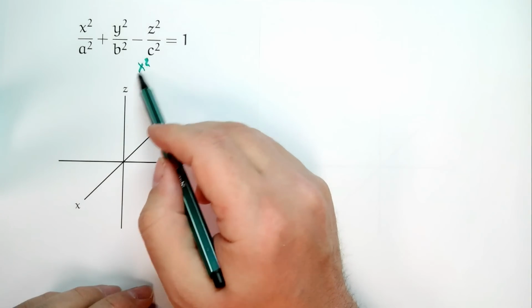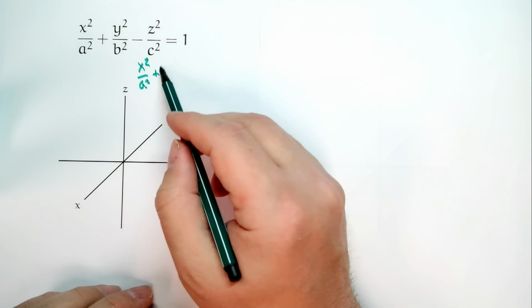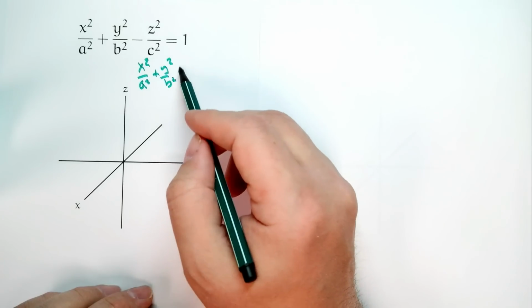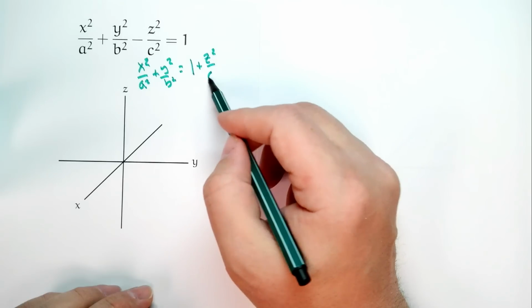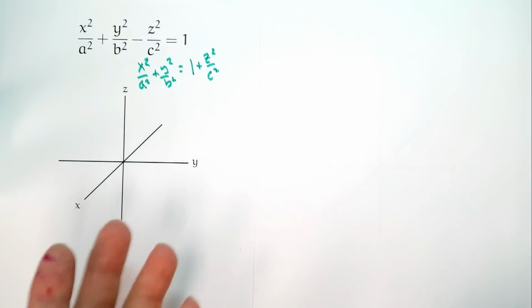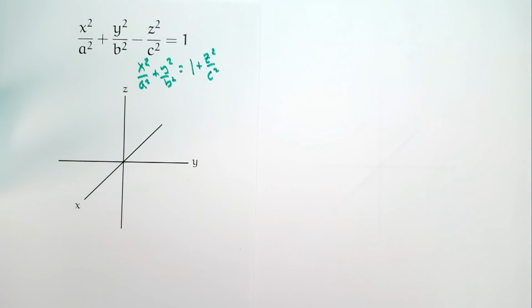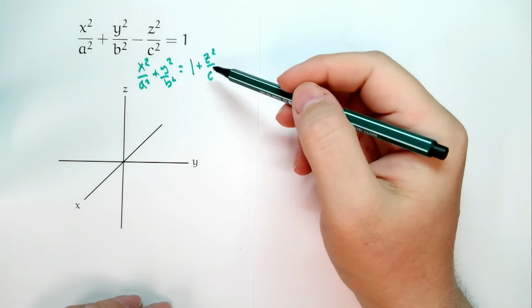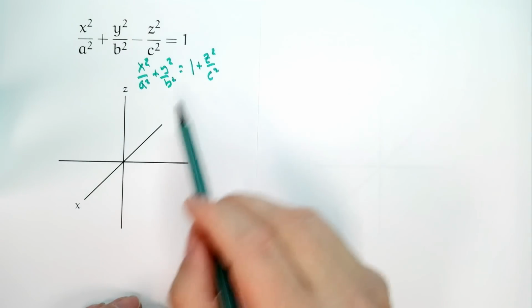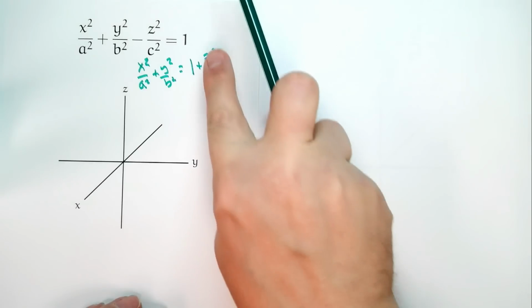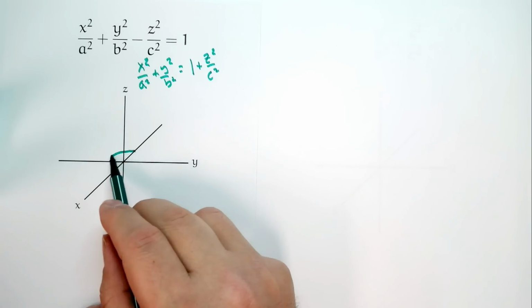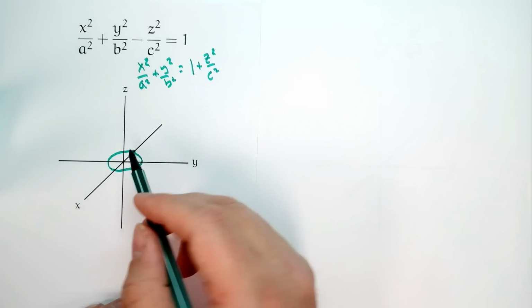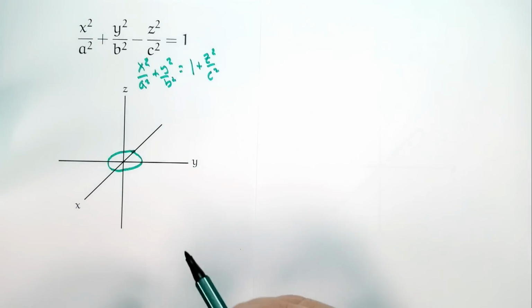So we can think of it as x squared over a squared plus y squared over b squared is equal to 1 plus z squared over c squared. So in other words, I'm moving the z squared over c squared to the other side. And now if I think about varying z, so for instance, in the xy plane, z equals 0, I get an ellipse. So I have an ellipse down here in the xy plane. And now as I move up and down, what do I see?